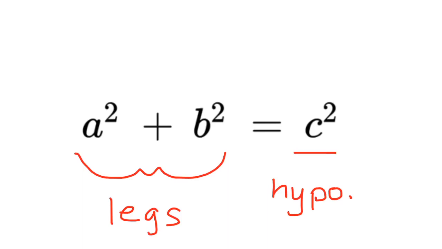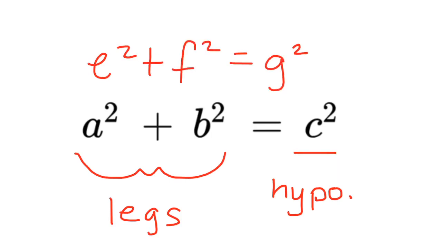So I could make this E squared plus F squared equals G squared, where my legs are side E and F and my hypotenuse is side G. As long as we know that both of the legs are squared and added together to give you the side length of the hypotenuse squared.